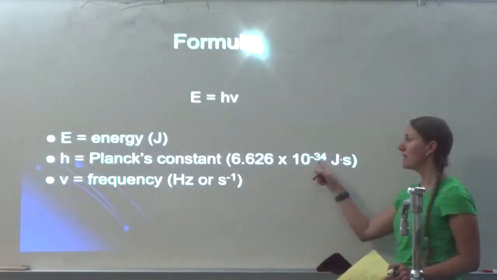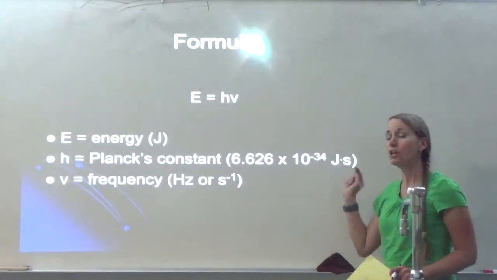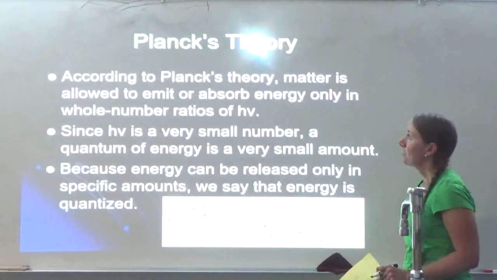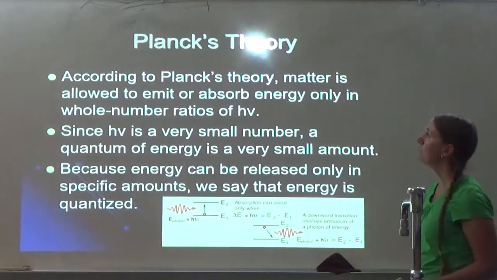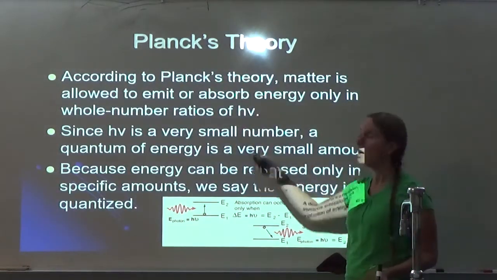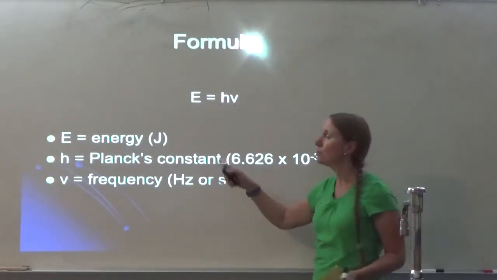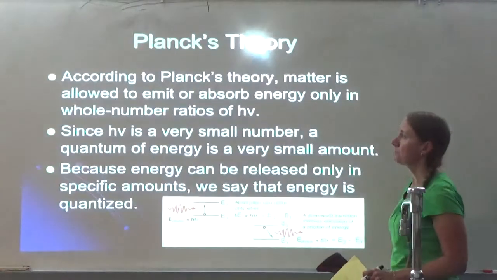So since we're multiplying a number by something that's 10 to the negative 34, your answers are probably going to be super small, and that's okay. All right, so according to Planck's theory, matter is allowed to emit or absorb energy only in whole number ratios of h nu. So in other words, if it doesn't have h nu, 2 times h nu, 3 times h nu, 4 times h nu, it's not going anywhere.